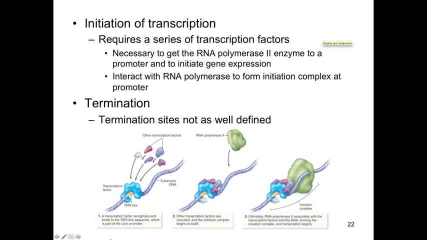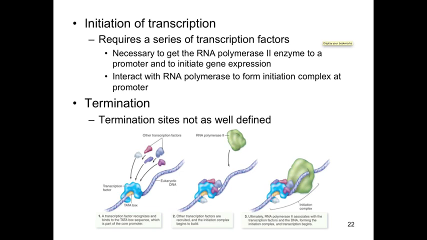It basically works like this. The transcription factor recognizes and binds to the TATA box, which is the promoter sequence. And then the other transcription factors are recruited to anchor it on there properly, and the initiation complex begins to build. Ultimately, the RNA polymerase associates with all of these transcription factors and then the DNA, forming this whole initiation complex. From here, transcription will begin.